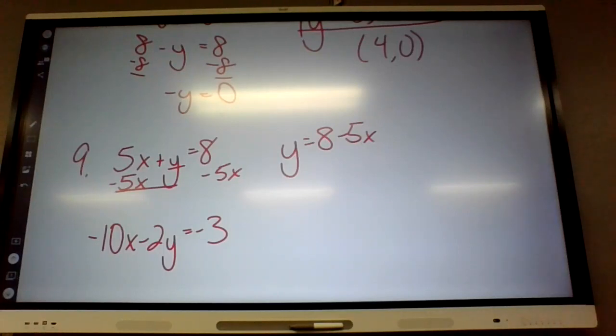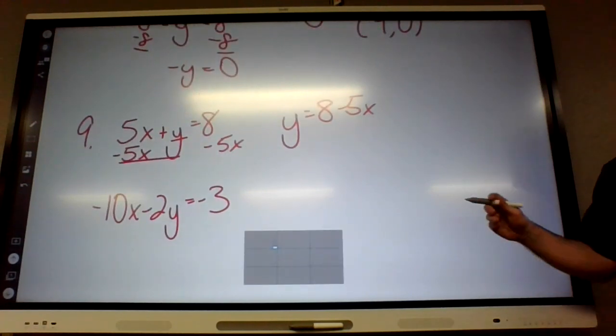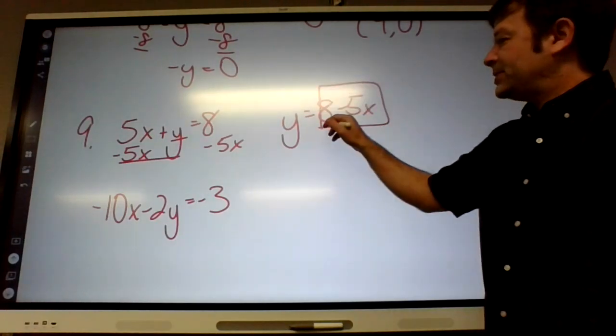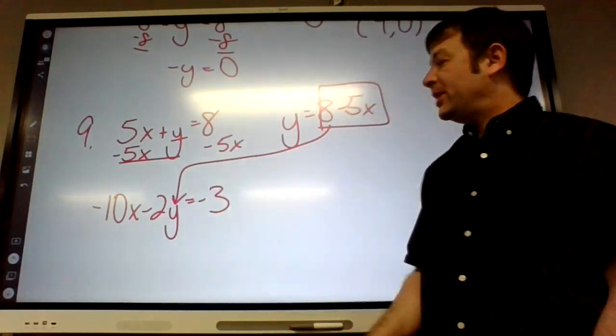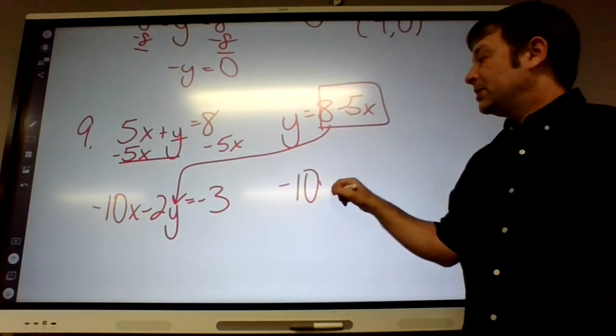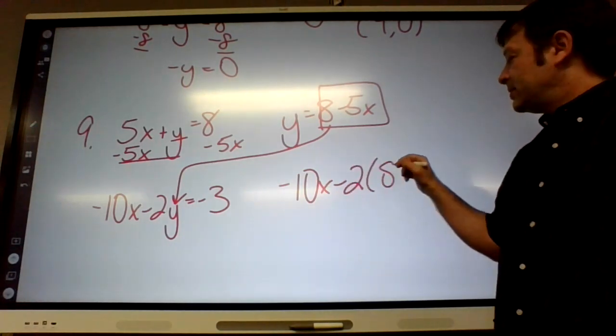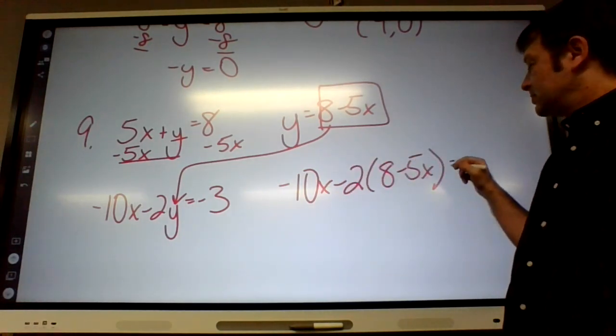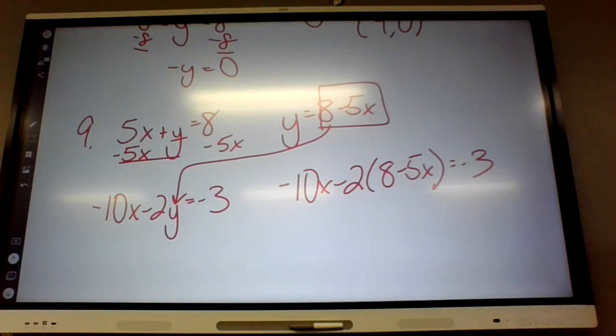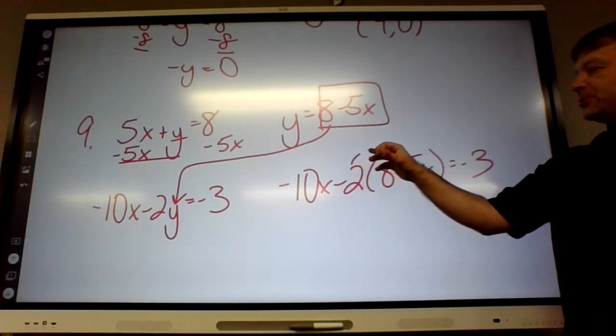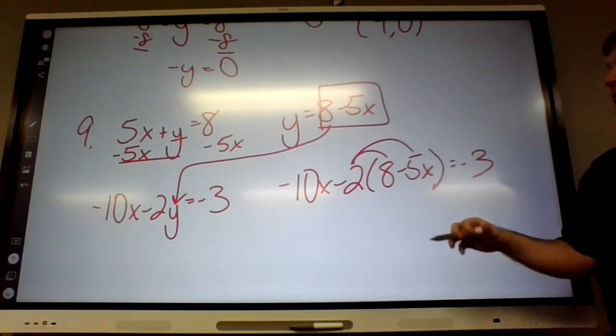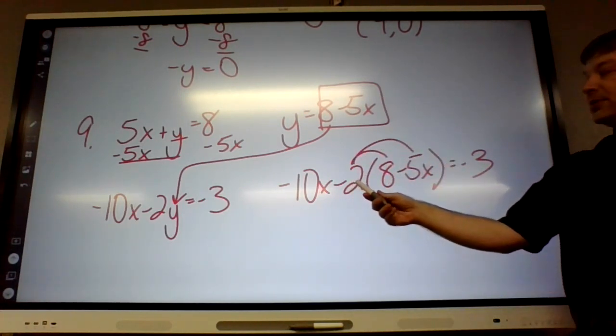You don't really have to have the x in front, that's more for graphing. 8 minus 5x or negative 5x plus 8, same thing. Okay, if y is equal to this, then I'm going to change the y in the other equation to that. A lot of people get this problem wrong because they don't multiply both of those by negative 2. The negative part they get wrong.